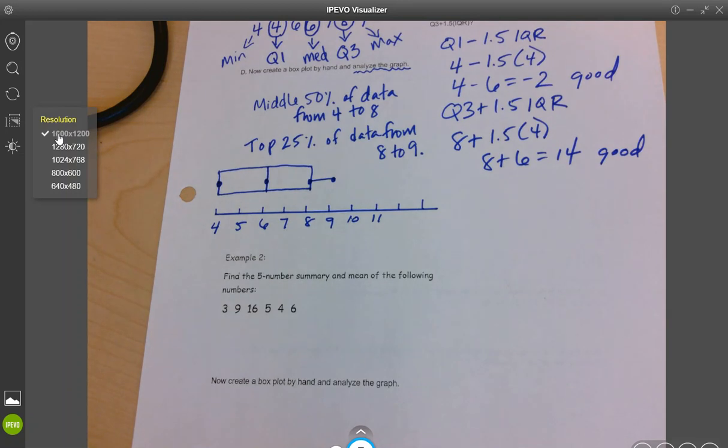Did anybody else find it yet? You did? What did you find? 6.29. Did anybody else get 6.29? Okay, so we will verify that then.